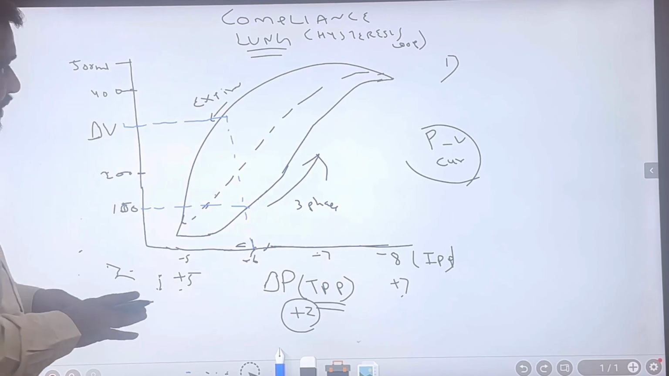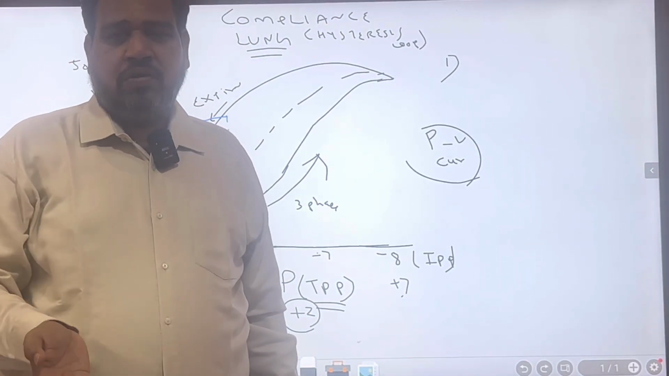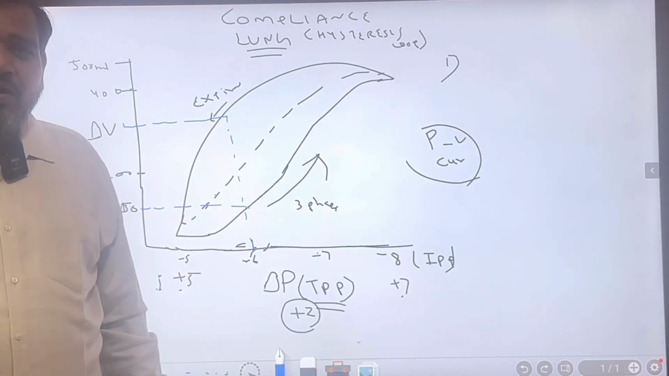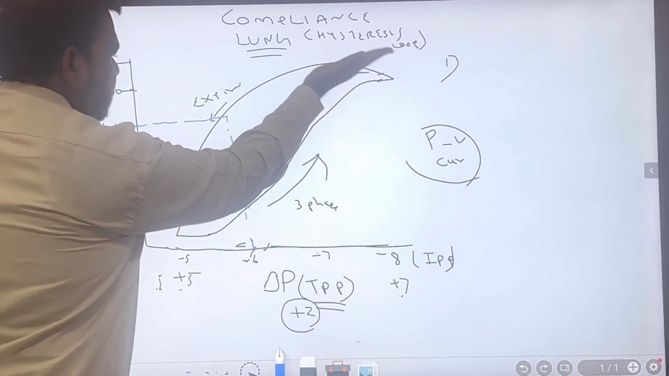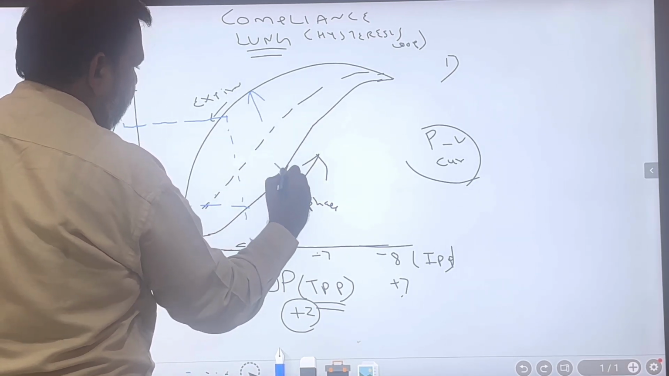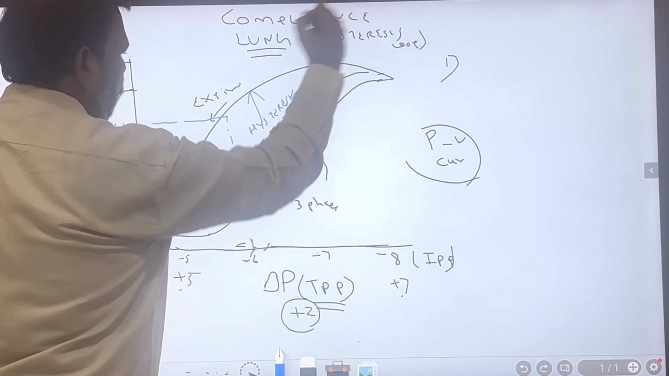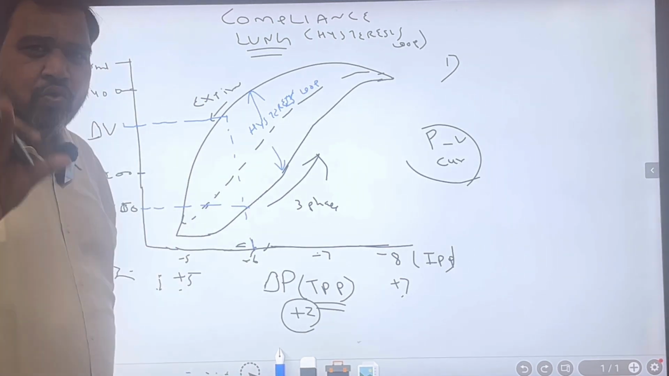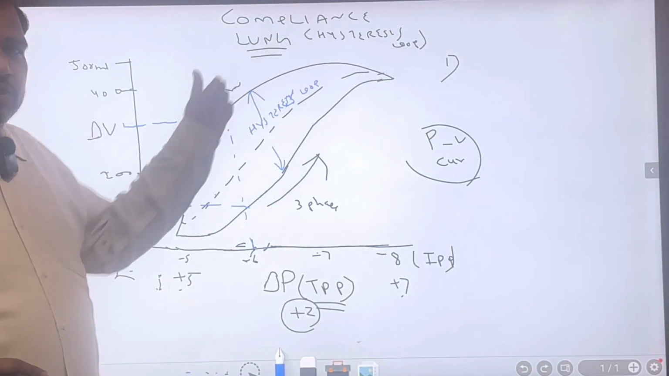For the expiration curve, the pressure change required is very, very little, but the volume coming out is more. For inspiration, the pressure change required is more, but the volume inflated is less. So the compliance curve is more during expiration, and this gap is called hysteresis. Since it is like a loop, you will call it the hysteresis loop. So what is the hysteresis loop in the compliance curve? The gap between the compliance curve during inspiration and expiration is called the hysteresis loop.